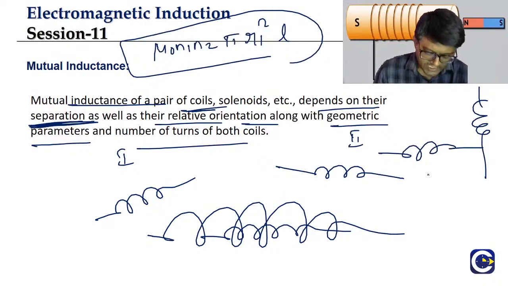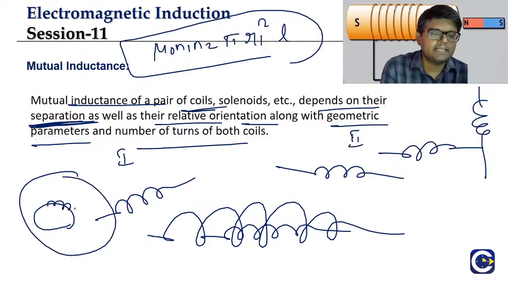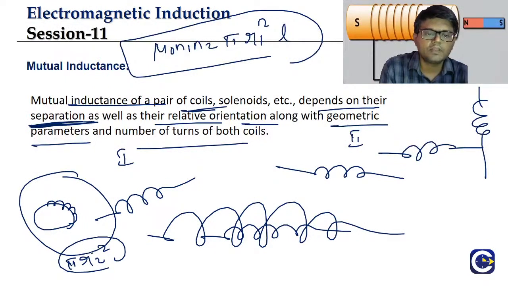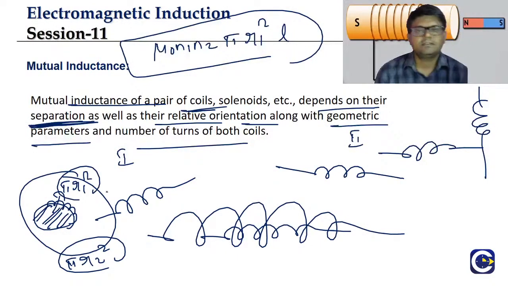See, Arun, your question is about the outside. You have an inner coil, and you are passing current through it. The outer coil has a total area of pi R2 square. The inner area is also part of the outer coil area, because the outer coil covers the total area.